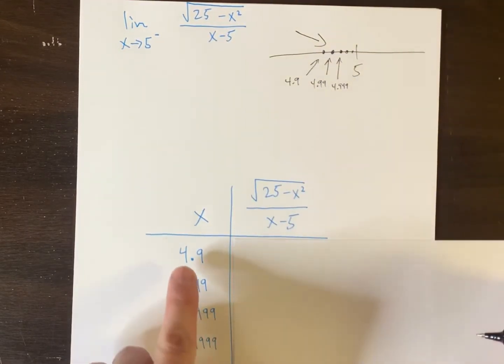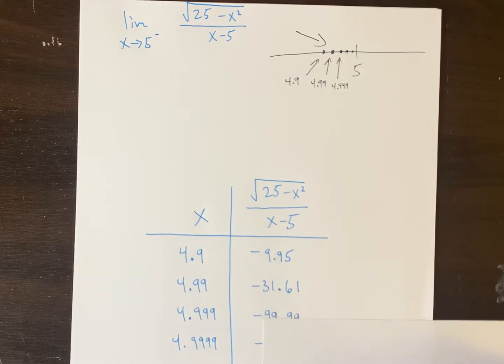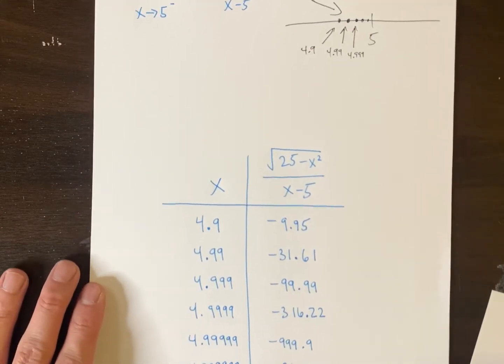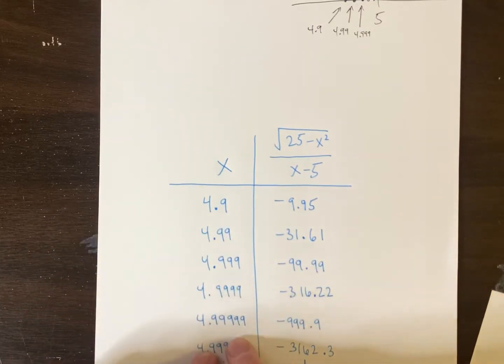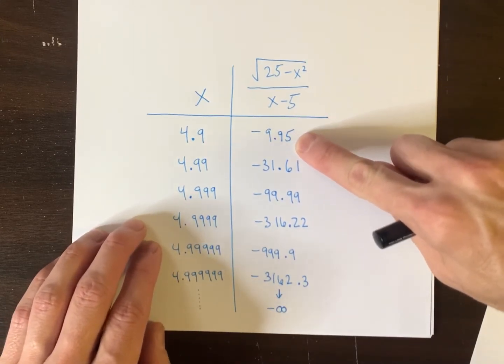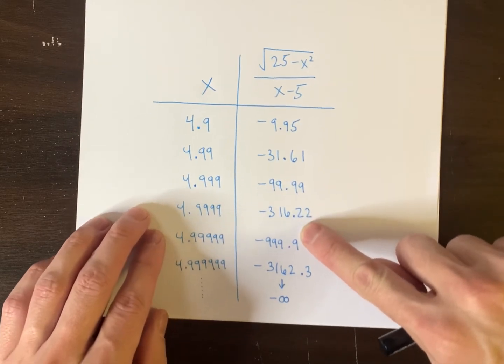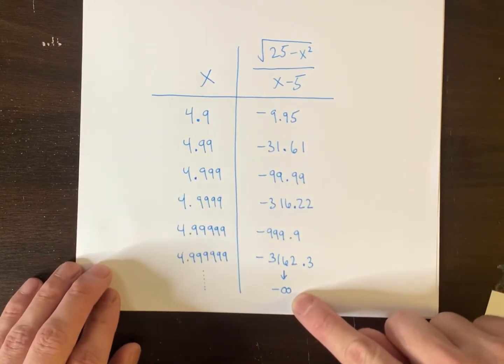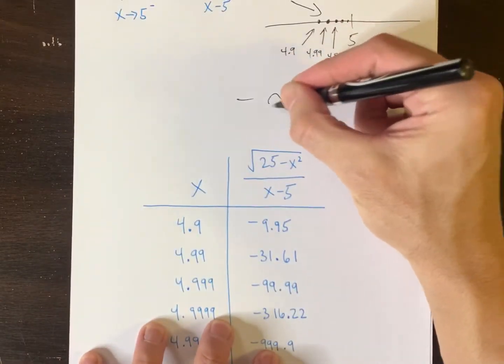And look, if you plug 4.9 into here on a calculator, it's approximately that. If you plug 4.99, it's about this. If you plug all of these numbers, that's roughly what you get. And notice that as you get closer to 5 from the left-hand side, these outputs or the Y values, what are they doing? They're becoming deeper and deeper and deeper negatives. They are trending toward negative infinity. And so the conclusion, the answer is negative infinity.